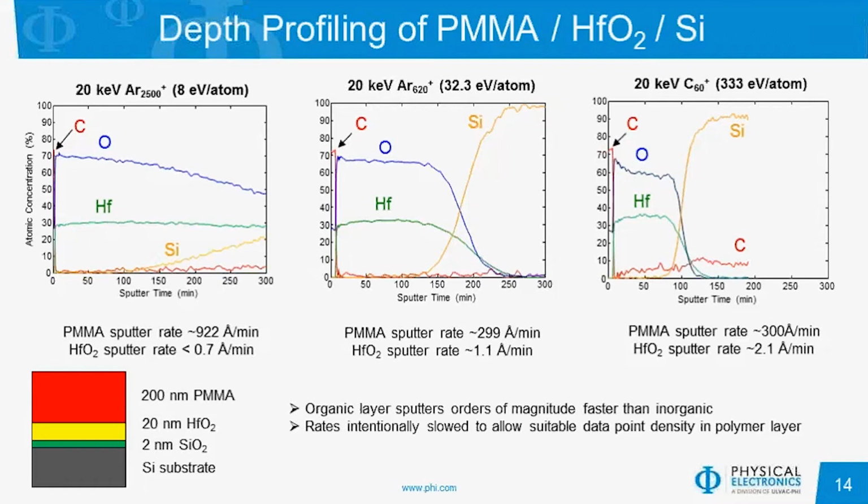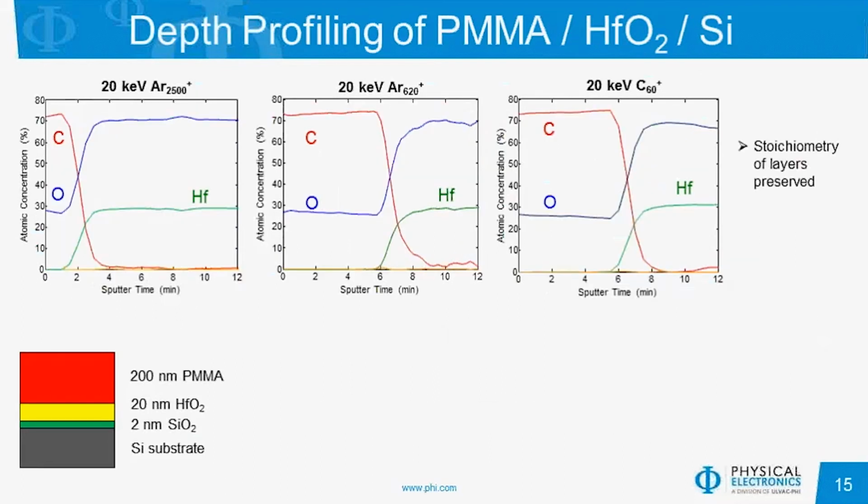I will point out that I did intentionally reduce the sputter rate by extending the raster size of the beam and decreasing the current in order to get enough data point density in our carbon PMMA layer due to the extremely high sputter rate. So we can increase that if desired. And now I want to look at the early stage of the profile for these three materials. And you can see again that the 200 nanometer PMMA layer can be sputtered through in just a couple minutes. So it is very fast under these conditions.